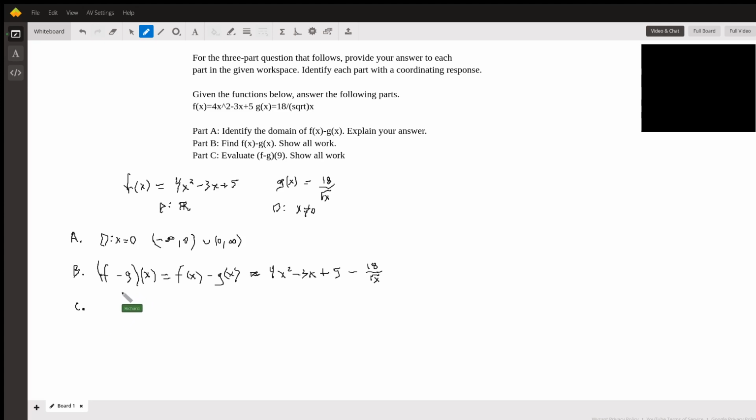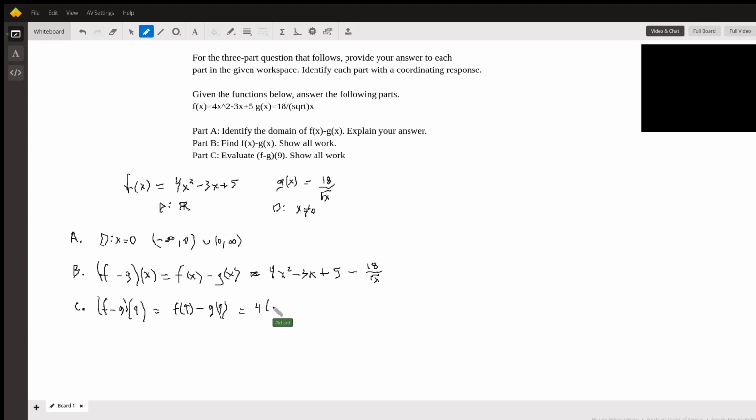And we want f minus g of 9. So in the old notation, it would read like this. And that's just going to be f of 9 in the newer notation, minus g of 9. Once again, don't get hung up on notation. So f of 9, we can plug into here, we can plug up here, it doesn't matter.